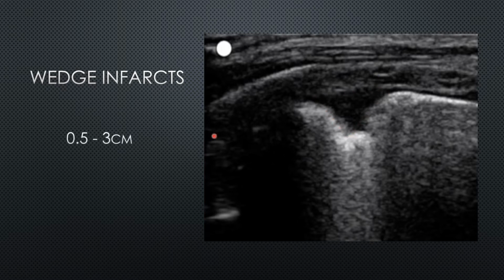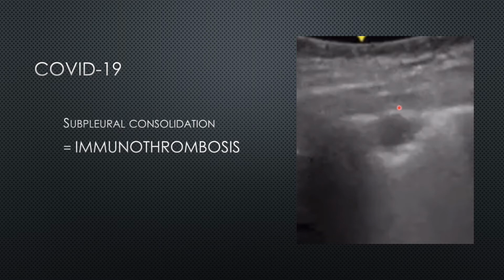So it's a dark or hypoechoic area that extends down from the pleural line. They're generally between 0.5 and 3 centimeters in depth. So if it's deeper than that, that should raise the suspicion of a malignancy or a lobar consolidation. So in COVID-19, we see these lesions, which we refer to as subpleural consolidations. And you'll probably notice that they look very similar to the wedge infarcts that you can see in PE. The latest research suggests that these are actually a form of immunothrombosis. So thrombosis arising in situ rather than embolizing from a distant DVT source.